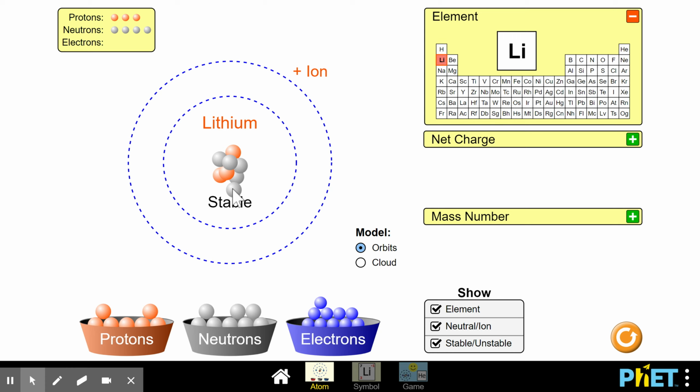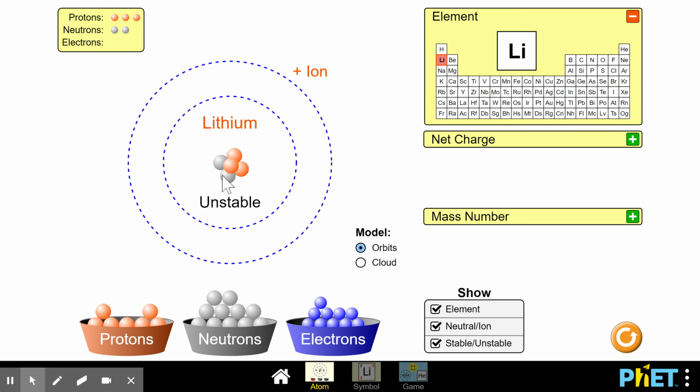Now, I could also drop in five, and now it's unstable. Well, it's still an isotope of lithium. It's still another atom of lithium that has the same number of protons but a different number of neutrons. So let's see what happens if I pull a couple of these neutrons away. Still lithium and still lithium and still lithium. And notice there was a sweet spot there, right?